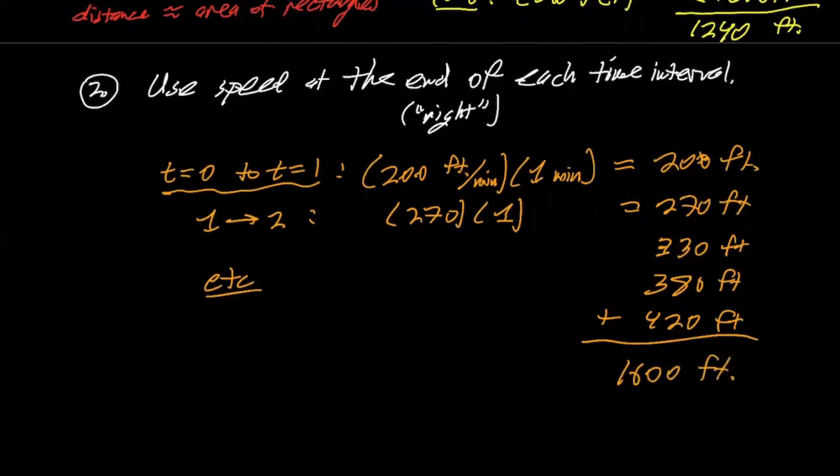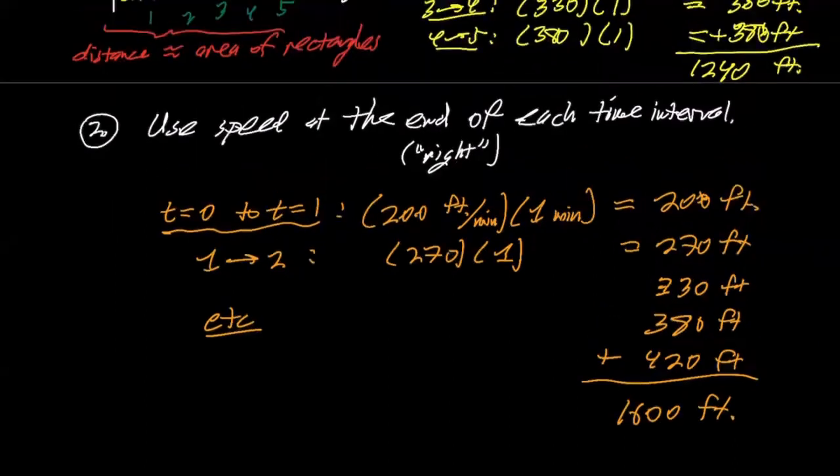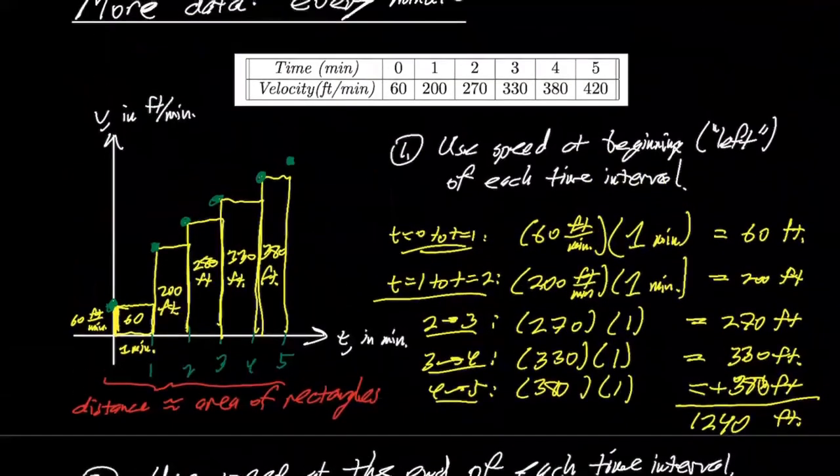Okay, so that's another estimate. 1,600 feet's an estimate. 1,240 feet's an estimate. Probably the larger one's an overestimate and the lower one's an underestimate because we can see sort of some pattern to the data now. The speed's kind of increasing.